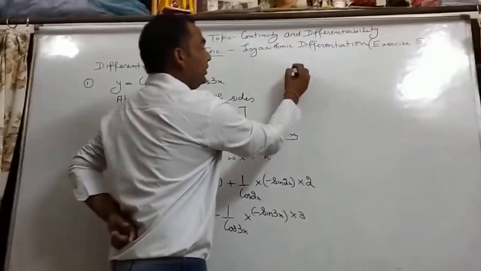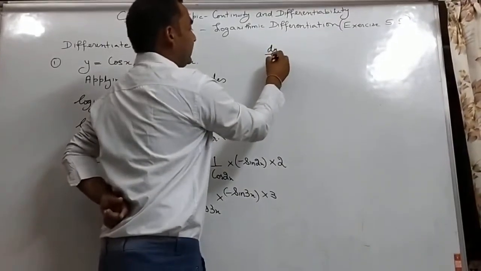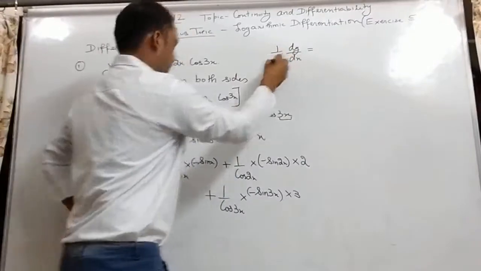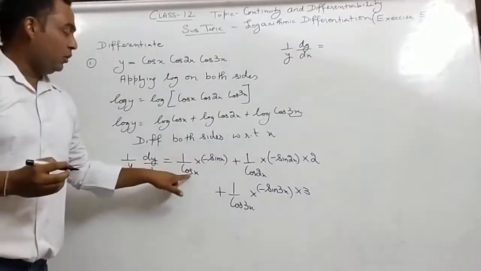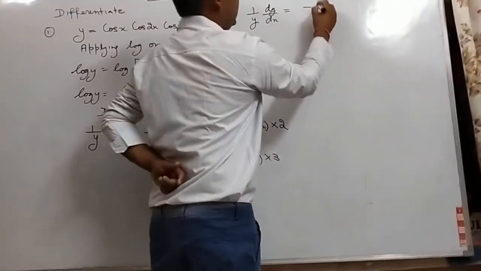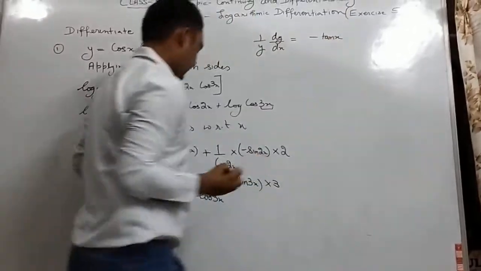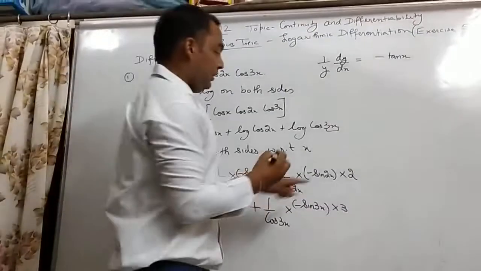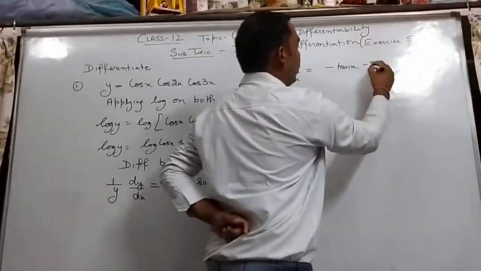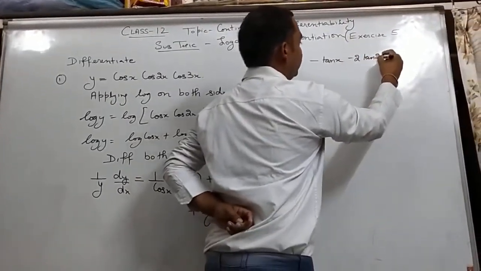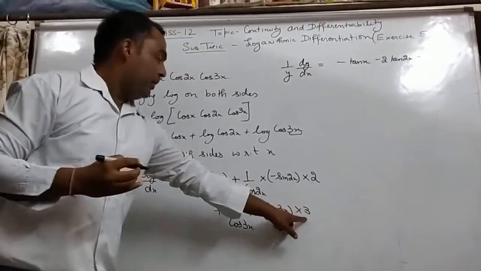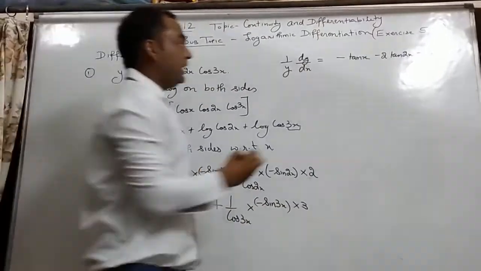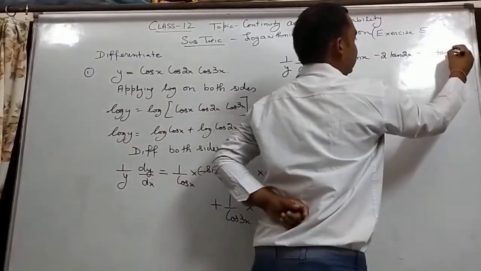Now 1 upon y dy upon dx is equal to, now minus sin x upon cos x, that is minus tan x, minus sin 2x upon cos 2x, minus tan 2x, and this 2, this becomes minus 2 tan 2x. Similarly, minus 3 sin 3x upon cos 3x, that is minus 3 tan 3x.